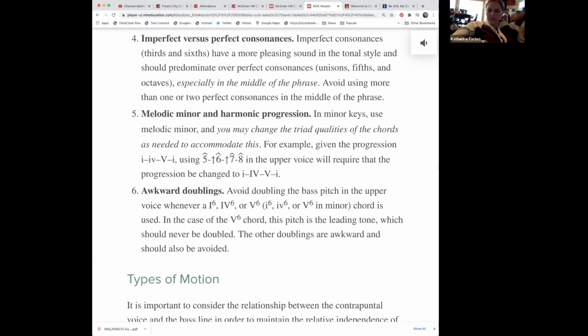For example, given the chord progression 1-4-5-1, using scale degree 5, raised 6, raised 7, scale degree 8 in the upper voice, that will require that the Roman numerals be changed to 1, minor 1, major 4, major 5, minor 1. Okay. Like changing a 4 to 6.